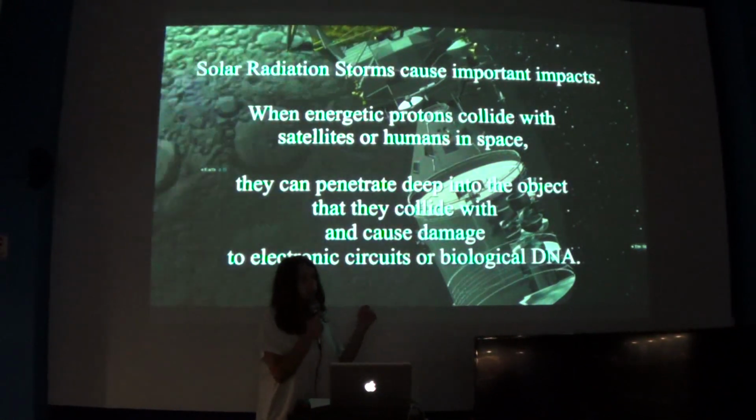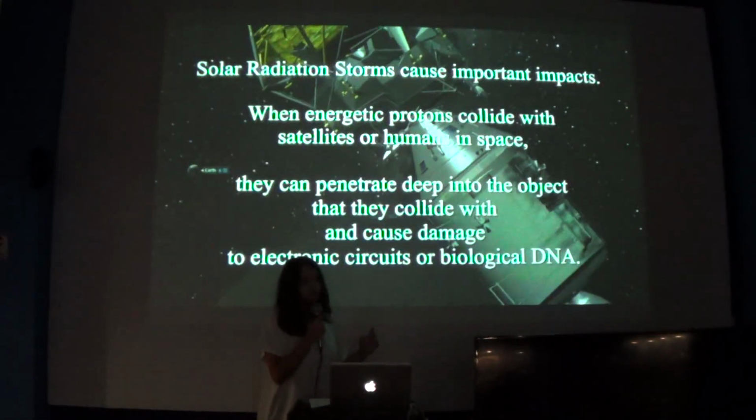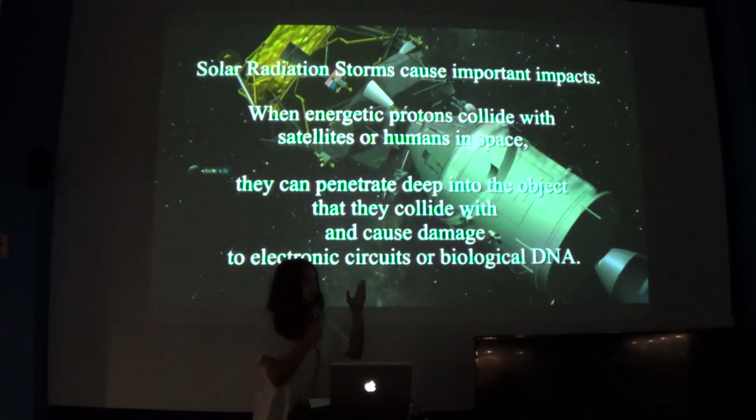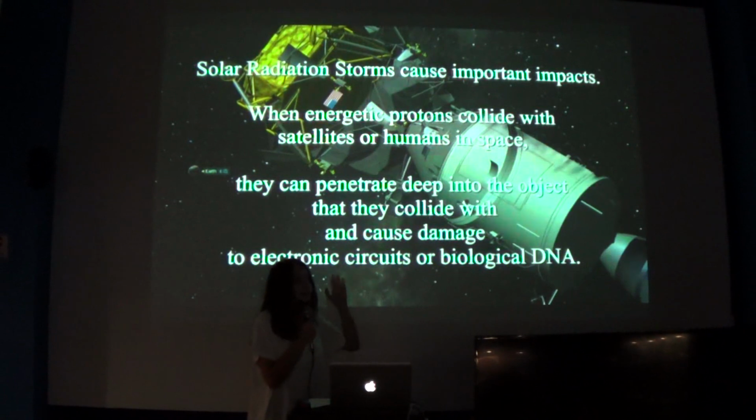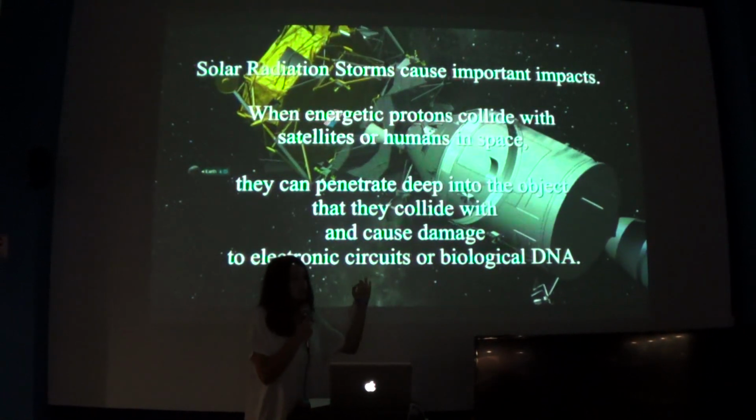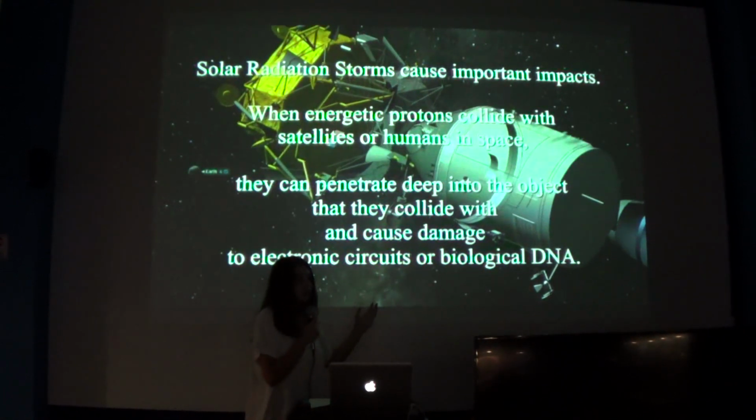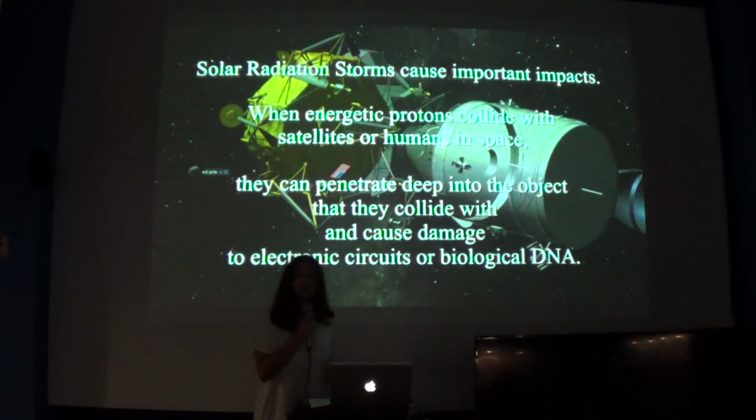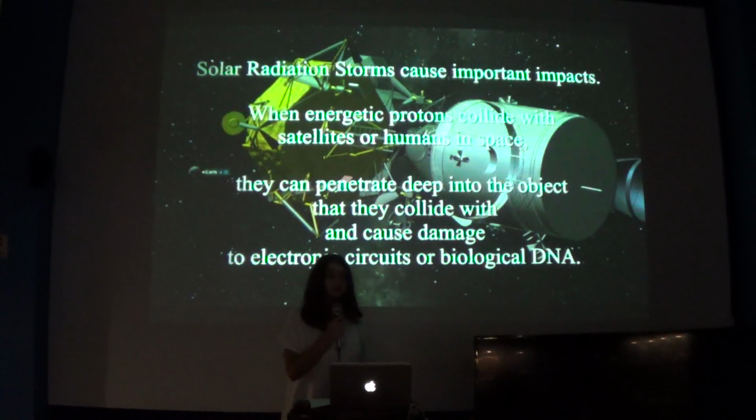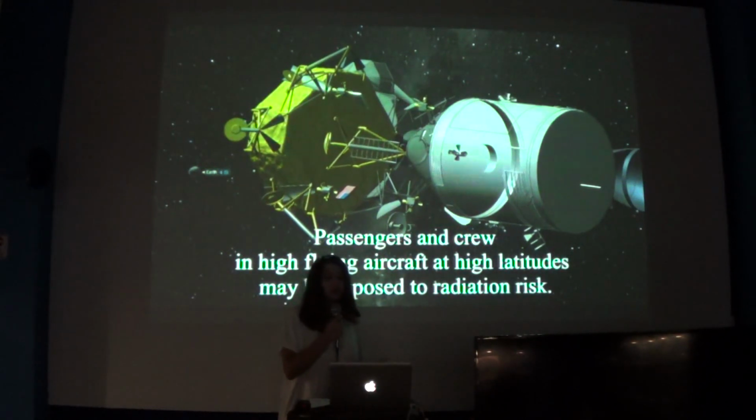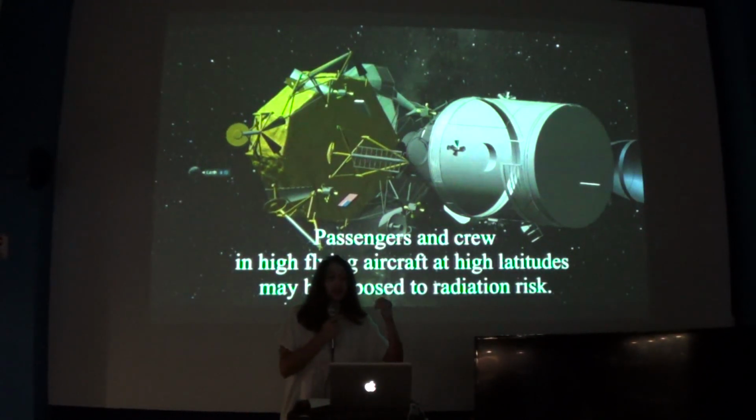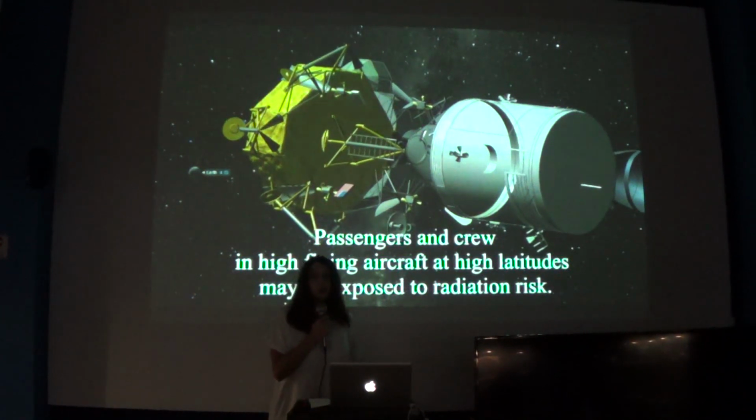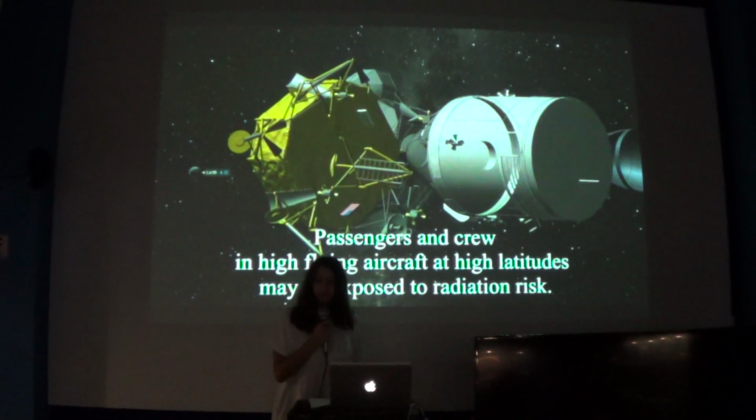Solar radiation storms cause important impacts. When energetic protons collide with satellites or humans in space, they can penetrate deep into the object that they collide with and cause damage to electronic circuits or biological DNA. Passengers and crew in high-flying aircraft at high latitudes may be exposed to radiation risk.